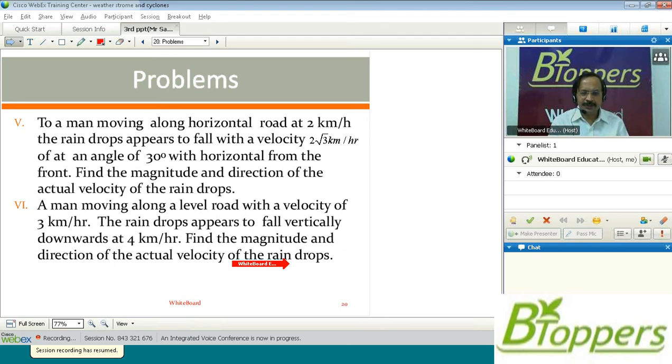So in the next class, I am going to discuss some problems on a boat crossing the river and the motion of the boat across the river, in some special cases.